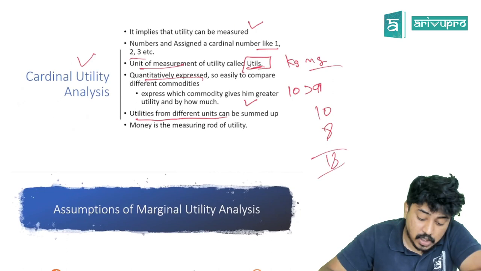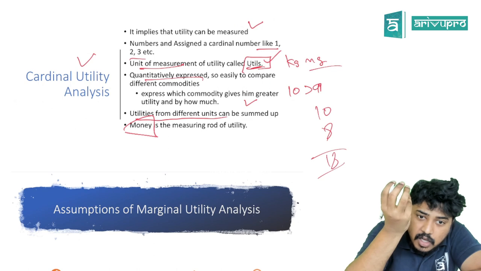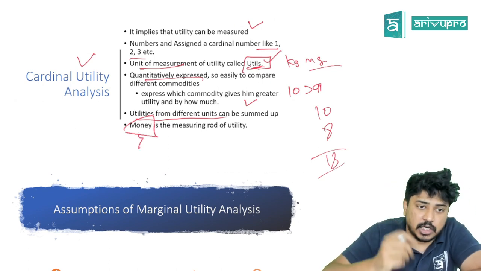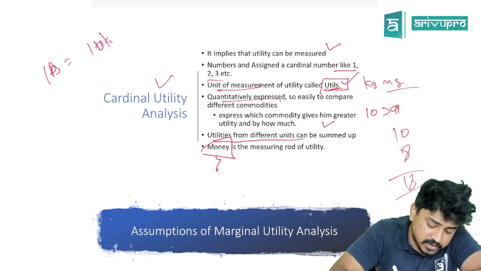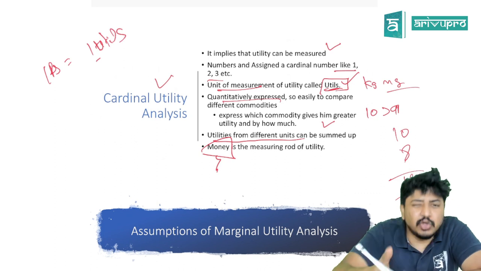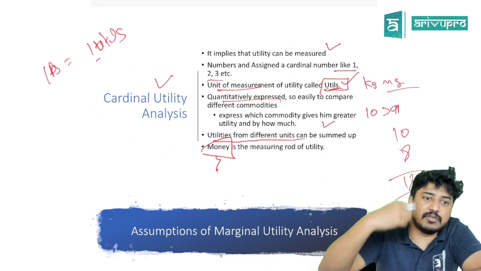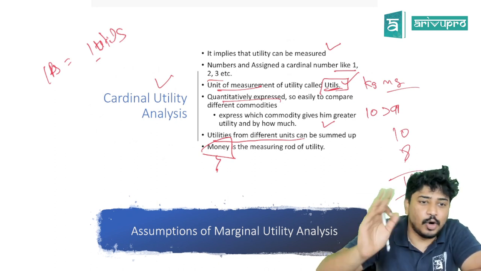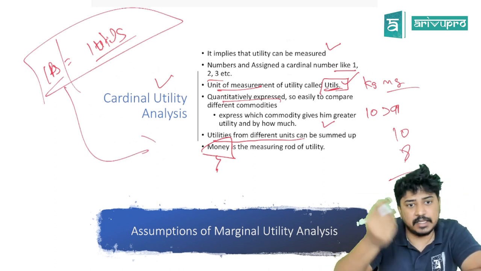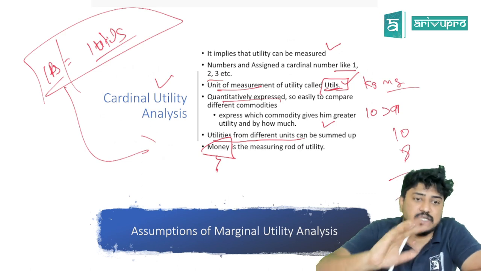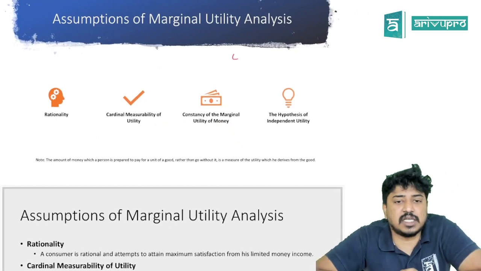So, sir, how do I measure it? I measure it in utils. But what is the measuring rod? Money is the measuring rod. What they are saying is 1 rupee is equivalent to 1 util, because that is how human beings try to understand. That is why we have the phrase, it's worth it. Was this movie worth 200 rupees? No, it's not worth it. That is why they said connecting to money is an easy way of measuring this. Are we clear? Done.